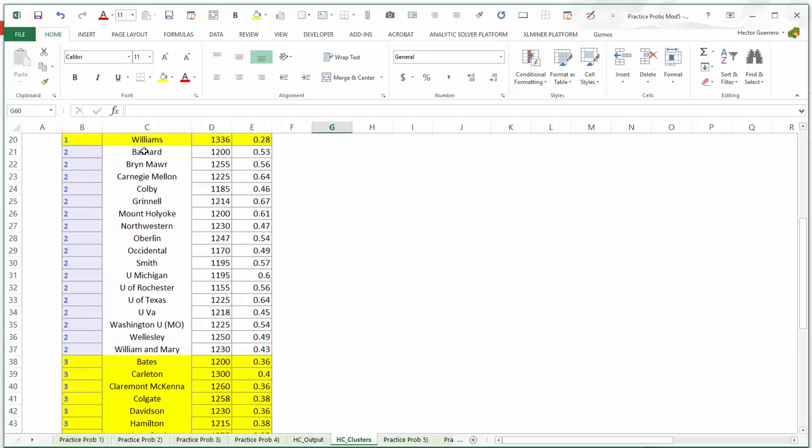In the next bunch, it's a much larger cluster. You see some of these private schools: Barnard, Bryn Mawr, Carnegie Mellon, Mount Holyoke, Oberlin, Occidental, Smith. Then you see some state schools: University of Michigan, Rochester, University of Texas. I'm not sure University of Rochester is a state school, but University of Virginia, and William and Mary. And these are schools also that have pretty good SAT scores and are relatively exclusive.